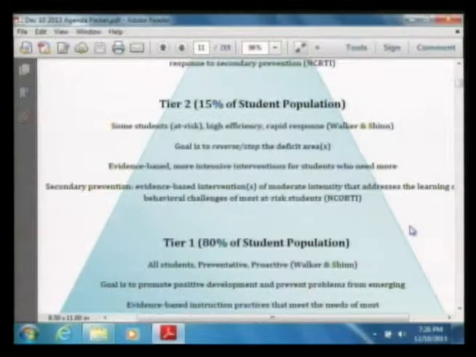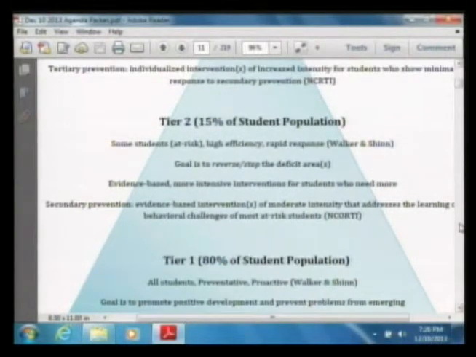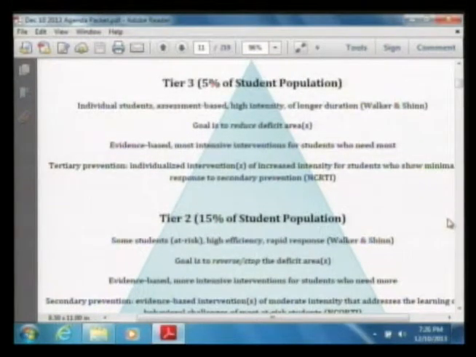And then Tier 3 is where we are providing, again, evidence-based interventions, but increasing the intensity. These are the students that have the most needs in the building. And at this tier, you don't want to see more than 5% of our student population. And we're where we should be with that piece. And the goal in this area is to reduce the gap between these students and their peers. So you're trying to move them back down the triangle.